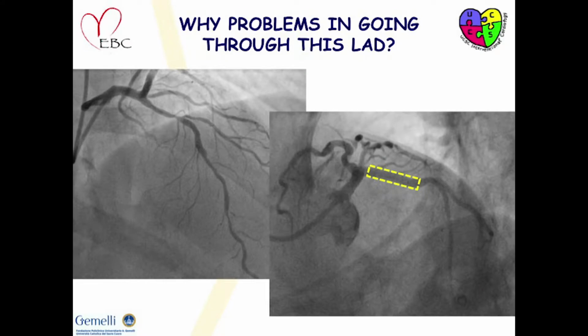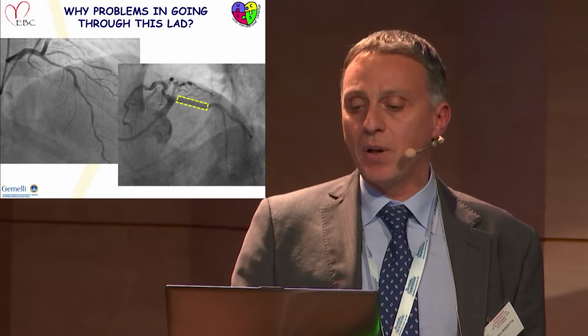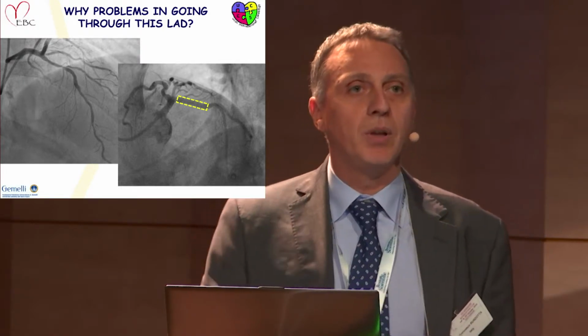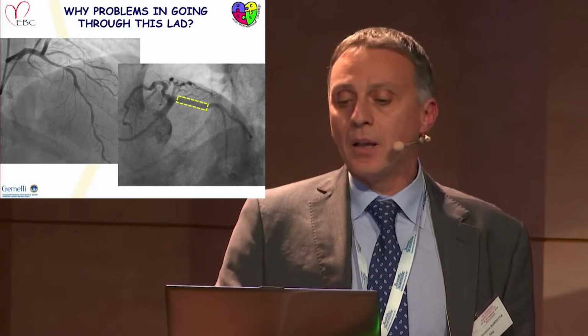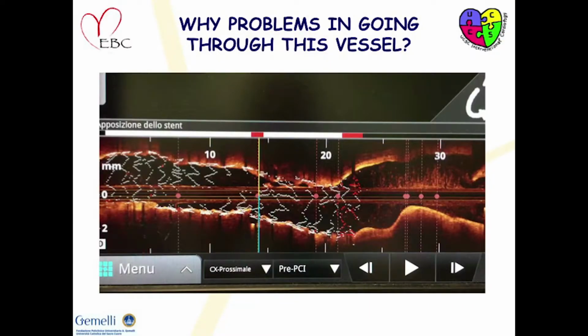Other problems: sometimes procedures seem to be easy and then you have problems in doing this. Why problems in going through this LAD lesion? There was a previous PCI in another lab in which the stent was reported to be precisely ostial. But we had a problem in going there, so what we did was to perform an OCT pullback from the circumflex to the left main, and this is what we found.